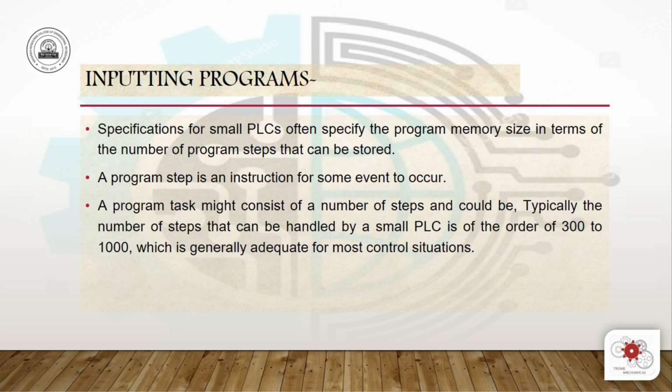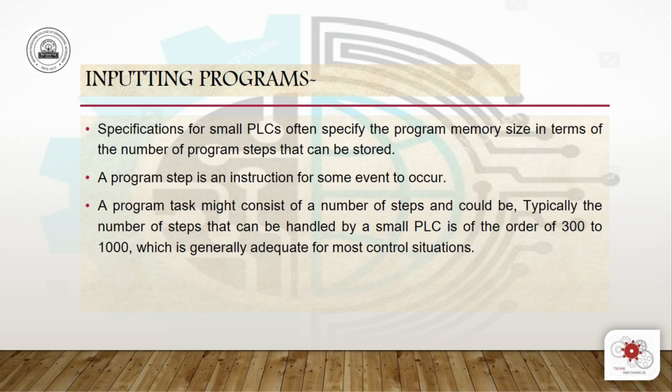So typically the number of steps that can be handled by a small PLC is in the order of 300 to 1000 operations, and that is generally adequate for most control situations. Now in certain companies where complete automation is to be achieved, you cannot go for small handling machines. You have to deal with a larger number of operations, and that can be achieved by the larger PLCs.